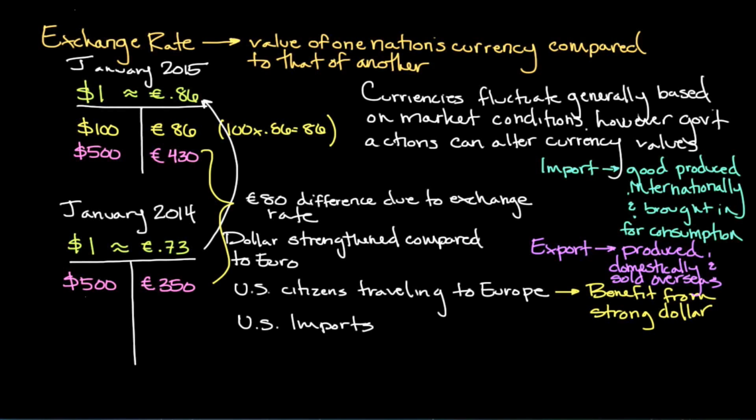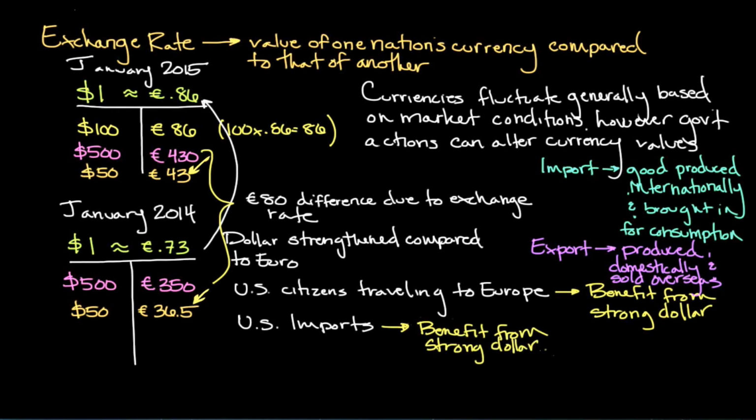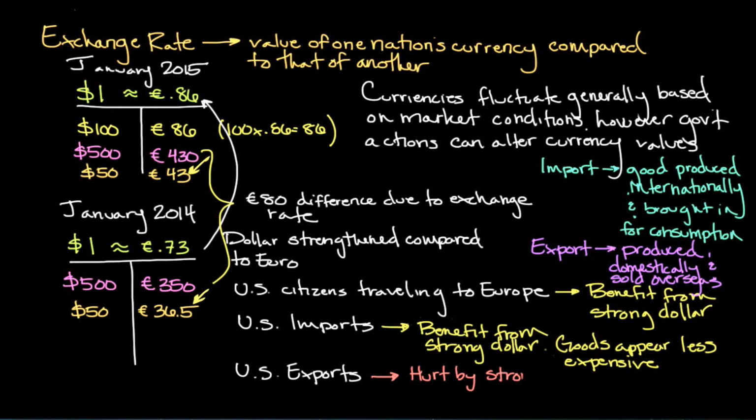Suppose our firm sells products for 50 US dollars. Under the old exchange rate, this product would sell for 36.5 euros. But with a stronger dollar, the same product now sells for 43 euros, meaning that the identical product now is 17% more expensive, simply due to the exchange rate and not a price increase by the firm. Although US importers enjoy a stronger dollar, as it means that they can purchase more foreign-made goods with the same amount of money, US exporters tend to prefer a weaker dollar, as it makes their goods appear more attractive to other countries.